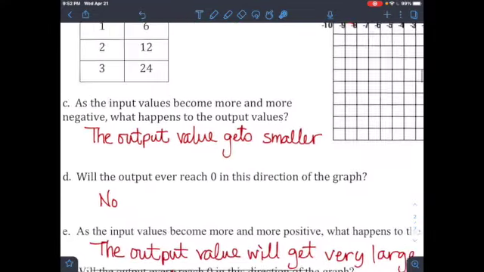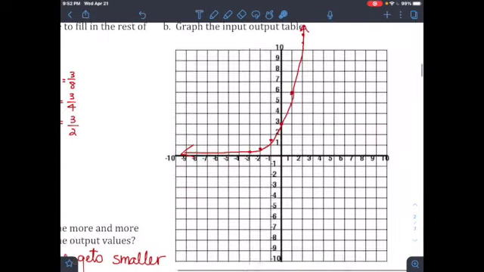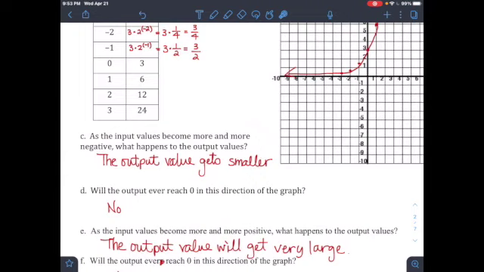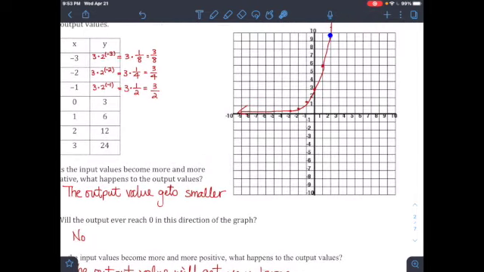Now the next one: as the input value becomes more and more positive, what will happen to the output? If you're going towards the positive side, did you notice the value of x going on, looking at the y? When x is positive, y is going up very fast. All right, so it will only get larger. The next question: would the output value ever reach 0 in this direction? Well, no. The value goes higher and higher. It will never reach 0, so no.